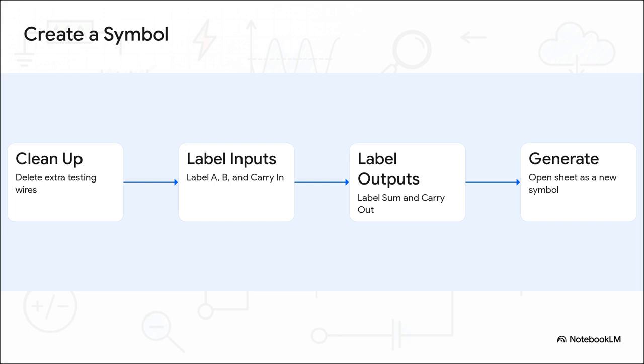But let's be honest, a full adder made of raw transistors is a visual nightmare. If you try using multiple adders like that, your workspace is going to look like a spider web. Well, LTspice has an elegant fix. Step 1, delete the simulation wires. Step 2, clearly label your inputs, like A, B, and carry in. Step 3, label your outputs, sum and carry out. Finally, step 4, tell the software to open the sheet as a new symbol. It automatically packages that whole complex schematic into one clean, reusable rectangular block.